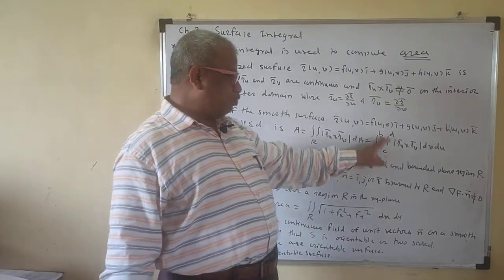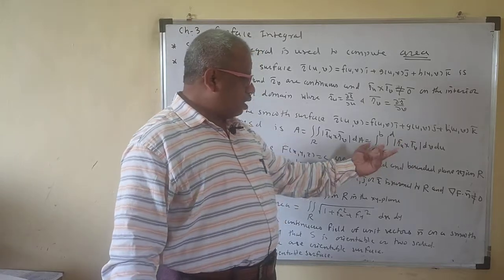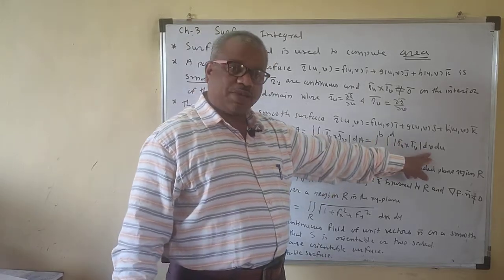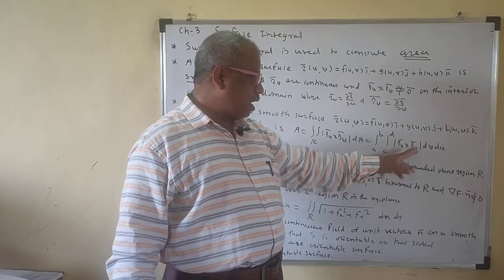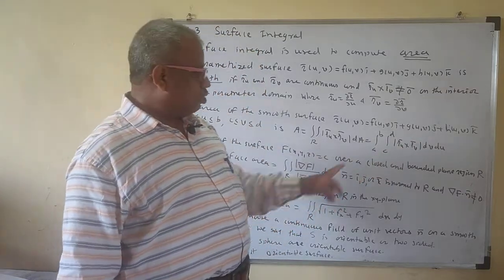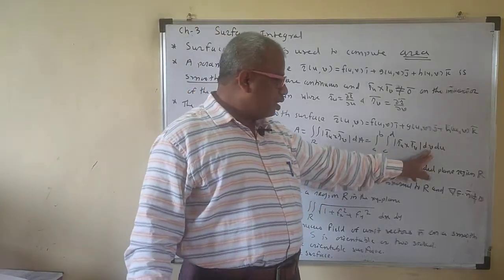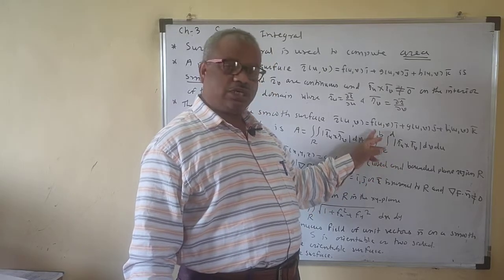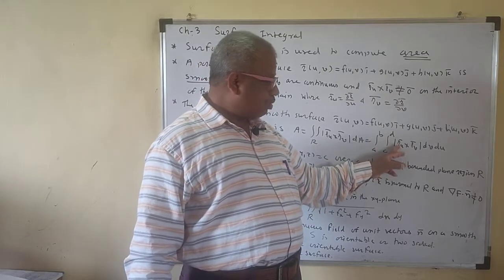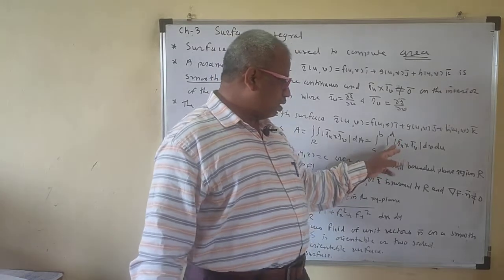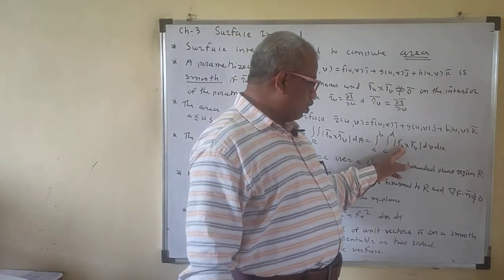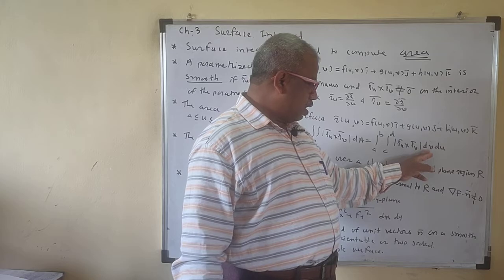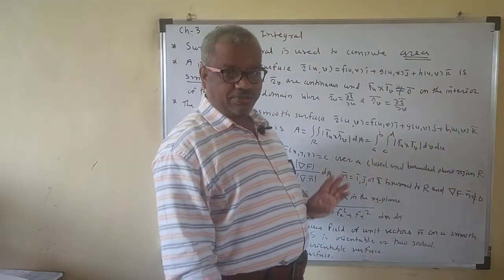So here the limits are a to b and c to d. The order is very important, because c to d are the limits of v, therefore dv. If you want du here, you have to interchange the limits. You may write c to d, a to b, modulus of r_u bar cross r_v bar, du dv.